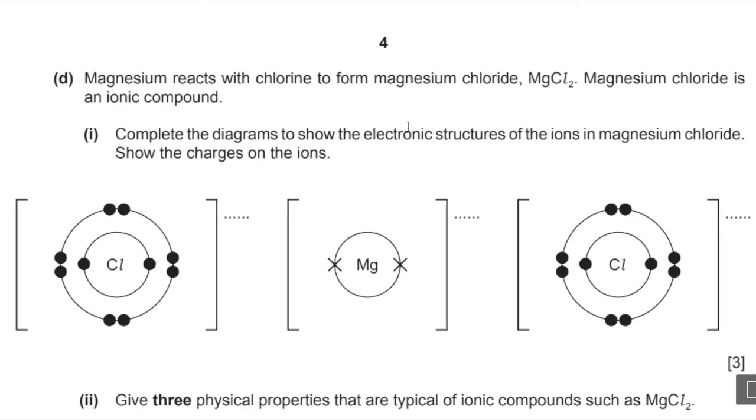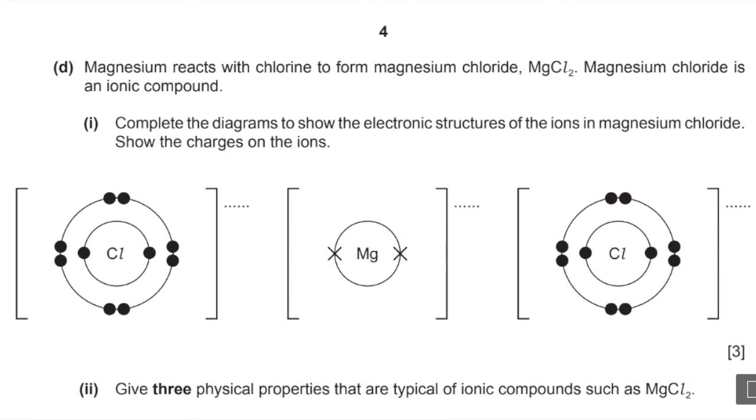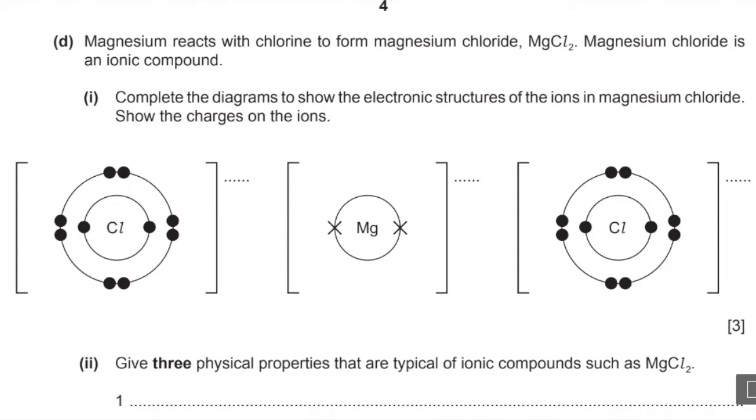The magnesium reacts with chlorine to form magnesium chloride. Magnesium chloride is an ionic compound. Complete the diagrams to show the electronic structures of ions in magnesium chloride. Show the charges on the ions.